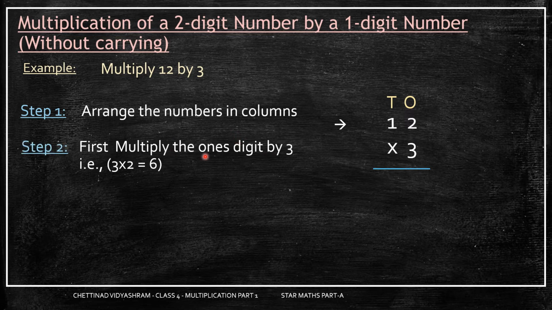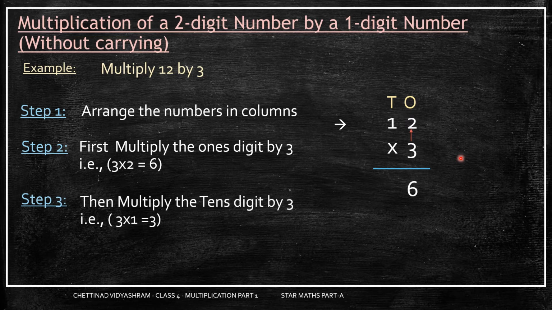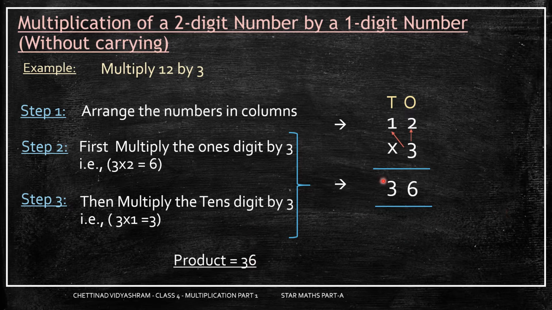First multiply the number in ones digit by 3. So here the number in ones digit is 2. Now multiply this 2 by 3. So 3 2s are 6. Step 3. Then multiply the tens digit by 3. Here the number in tens digit is 1. So we are going to multiply this 1 by 3. 3 ones are 3. So now we got the answer as 36. The product is 36. Children, always keep that in your mind. We should always start multiplying the number from ones digit. It should go like this.